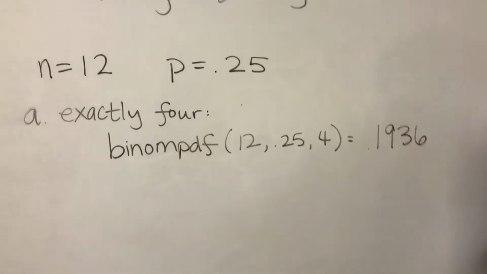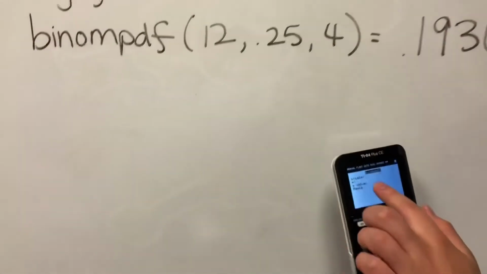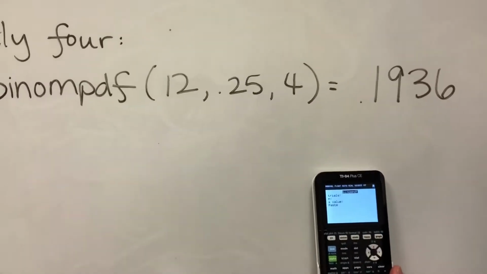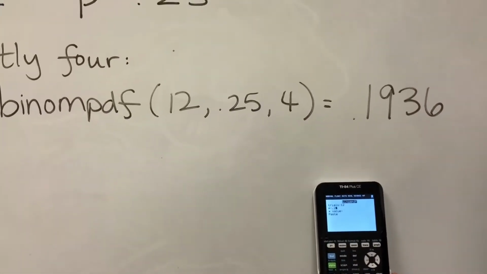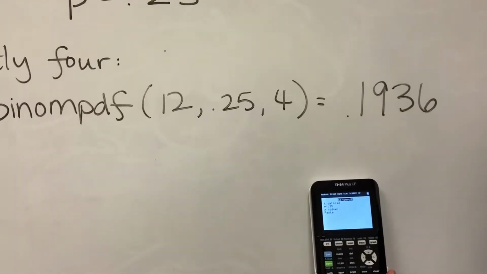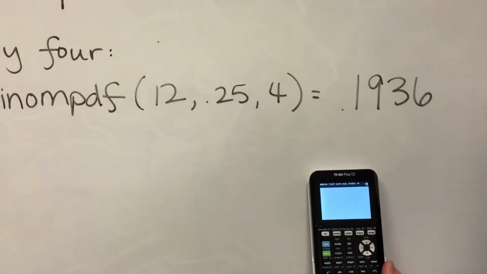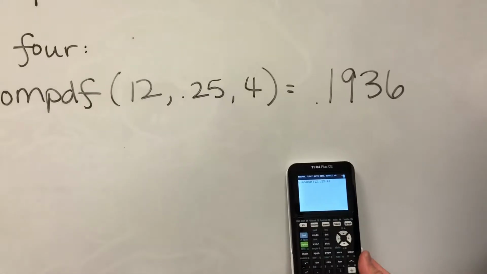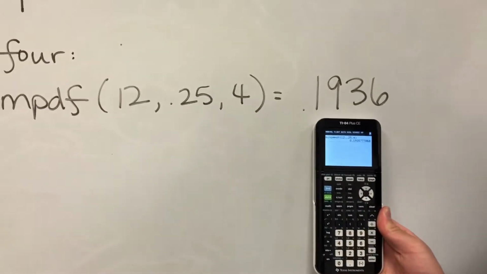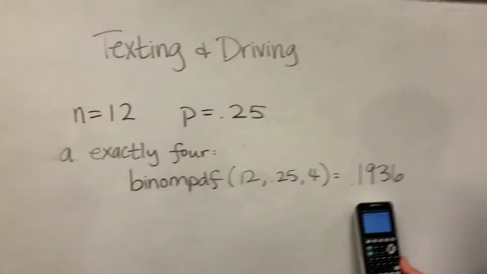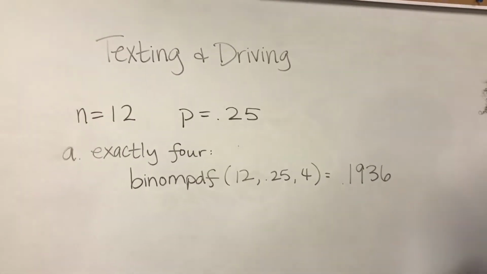To do that, we're going to go to binomial PDF on our calculators and type in 12, which is the number of trials. 0.25 is P, and our x value is 4. Now once we paste, we're going to round to the 4th decimal, which is 0.1936. And that is how you solve a binomial distribution.